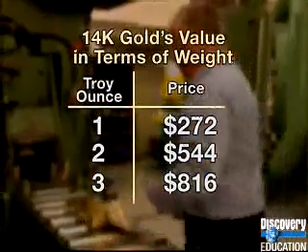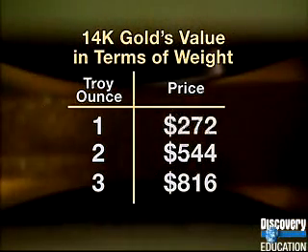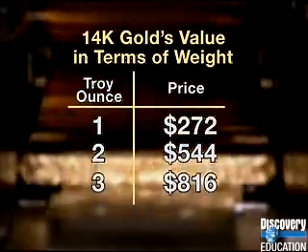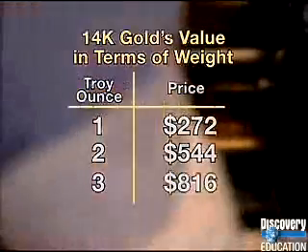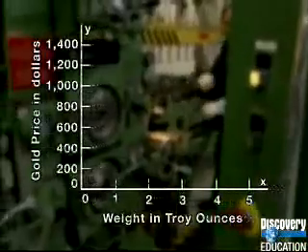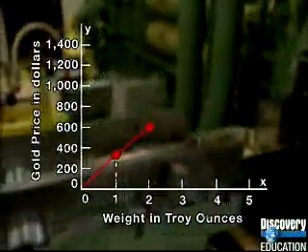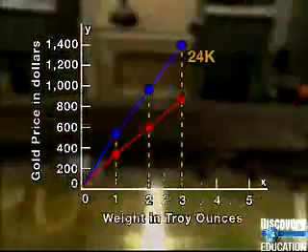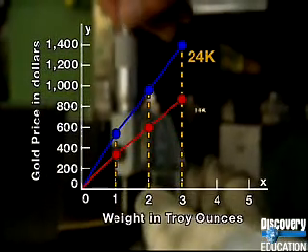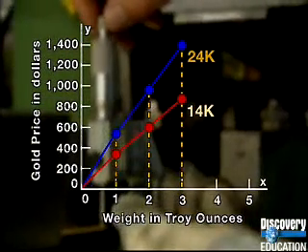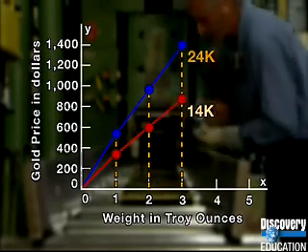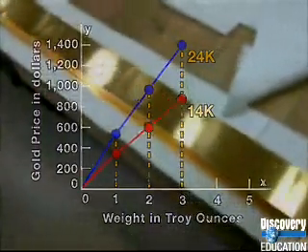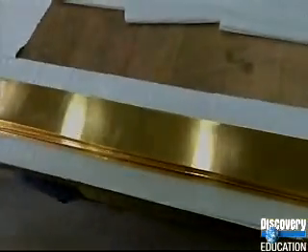14 karat gold is less pure, so its value is less per troy ounce, a different function. But the value is still a function of weight. The price increases the more 14 karat gold there is. If we graph the functions represented in the two tables, we can see the difference. The blue line represents one function for 24 karat gold, and the red line is for 14 karat gold. Whether for 24 or 14 karat gold, the total price is a function of weight. For each type of gold, there's just one price for any weight. That's a solid gold return.